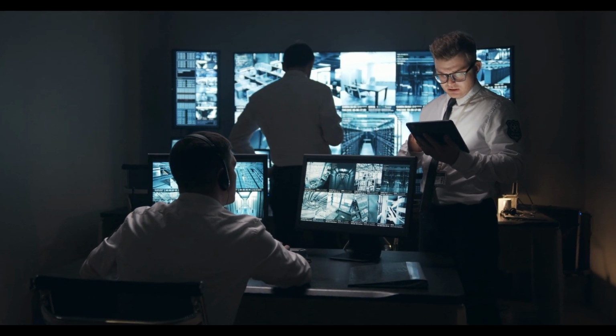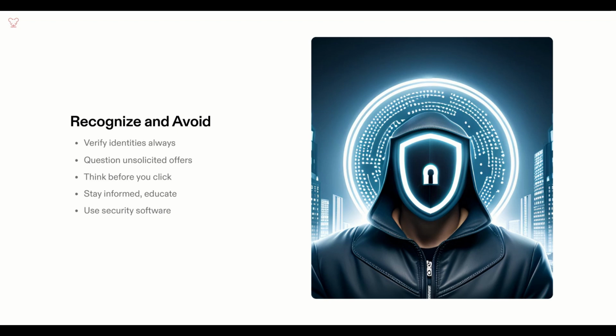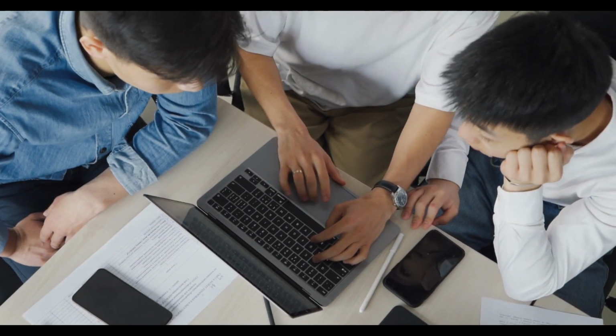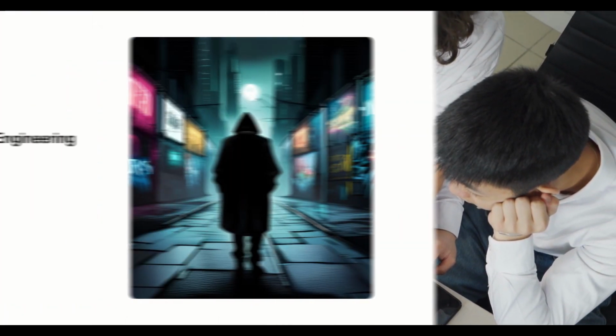Regularly educate yourself and your employees about these threats. Install and regularly update security software, which can help detect and prevent social engineering attacks. Lastly, if you suspect you've encountered a social engineering attempt, report it to your IT department or security team immediately. They can investigate and take necessary actions.